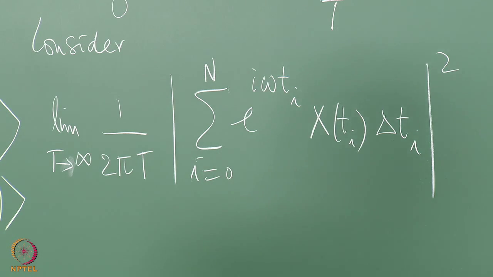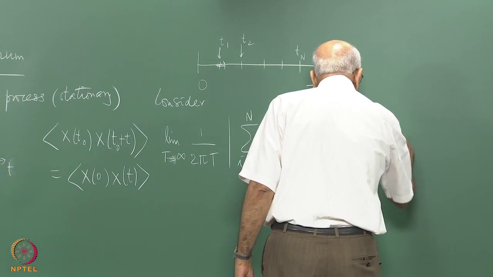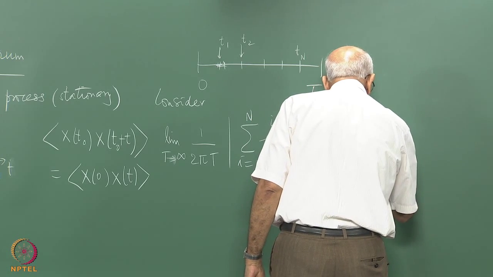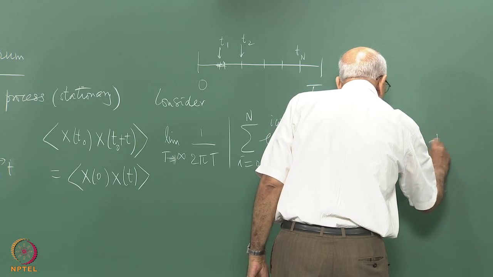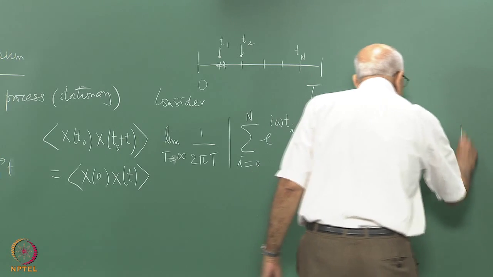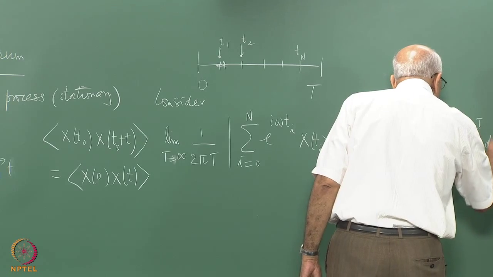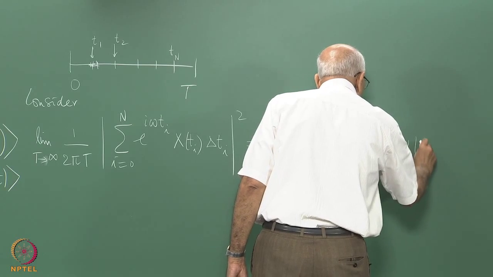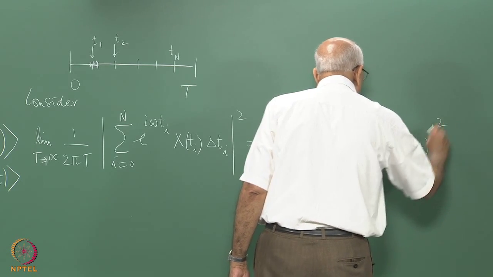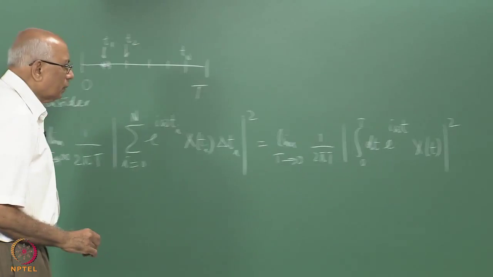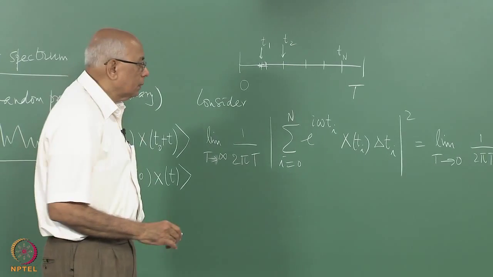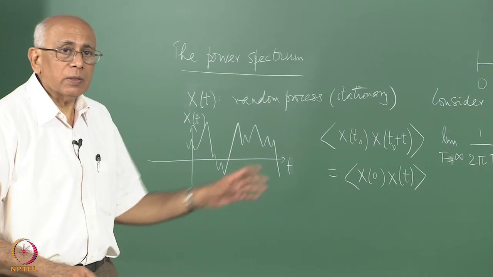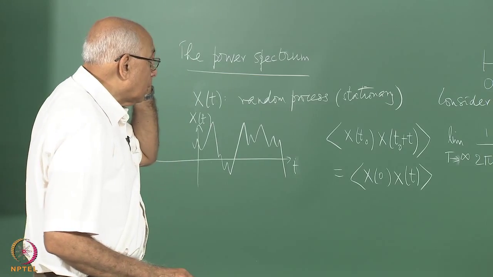Okay. Of course, this thing here is also equal to the limit in which these intervals become infinitesimal, tend to 0: you have 1 over 2 pi T, integral 0 to T dt e to the i omega t, x of t mod squared. So this is a function of omega. Now let us try and see what this function gives us and what it is going to become equal to.